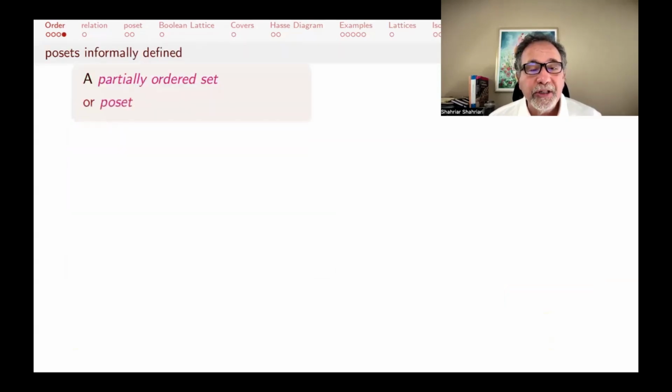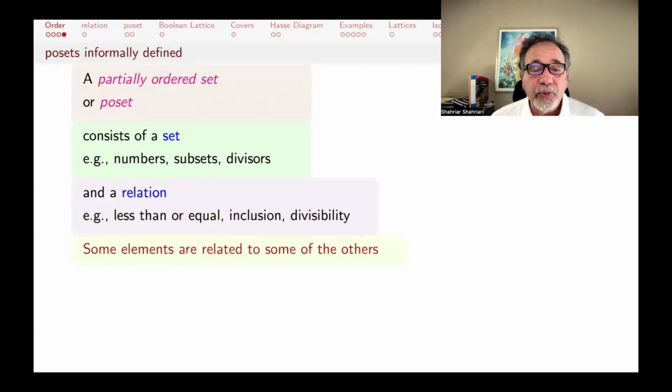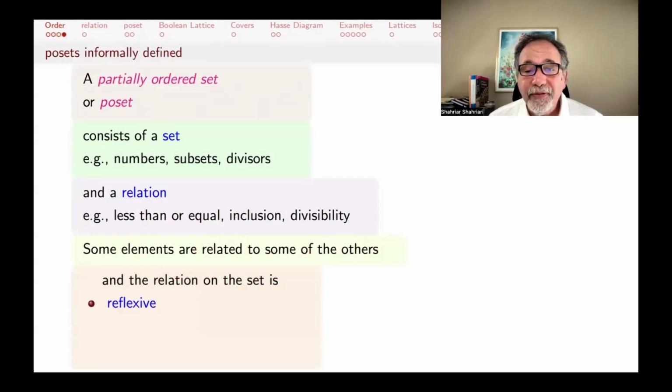Informally, a partially ordered set or poset consists of a set. It could be numbers, it could be subsets, it could be divisors of an integer, it could be other things, and a relation. That relation could be less than or equal to, it could be inclusion, it could be divisibility. So some elements are related to some of the others. And the relation on the set is reflexive: everything is related to itself. It's transitive: if A is related to B and B is related to C, then A is related to C. And anti-symmetric: if A is related to B and B is related to A, then A equals B.